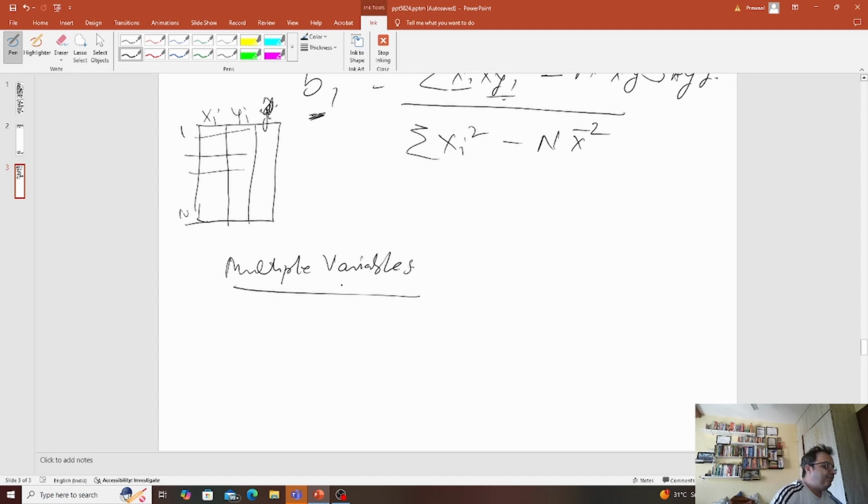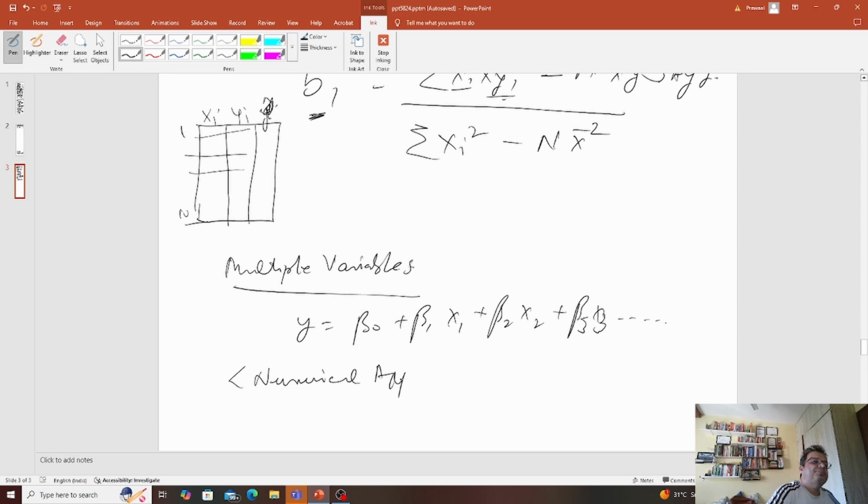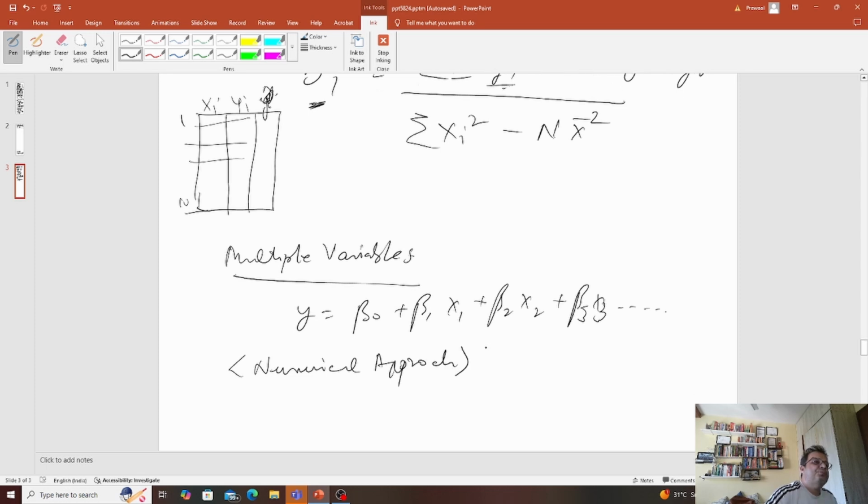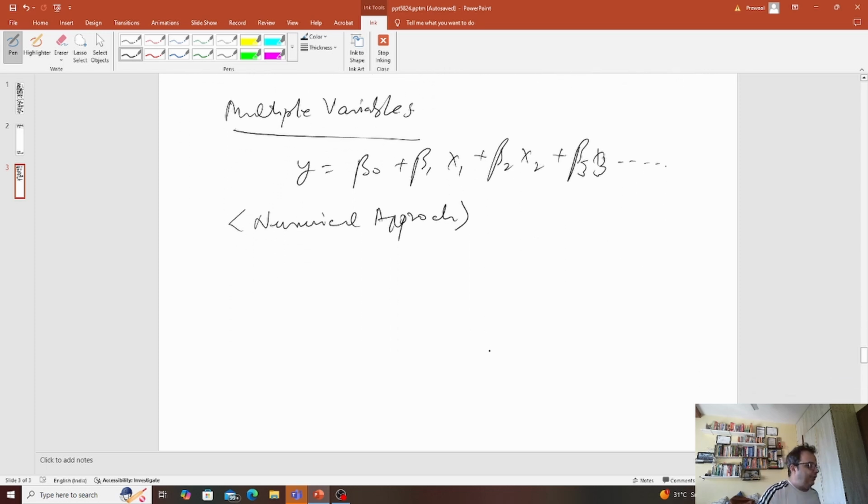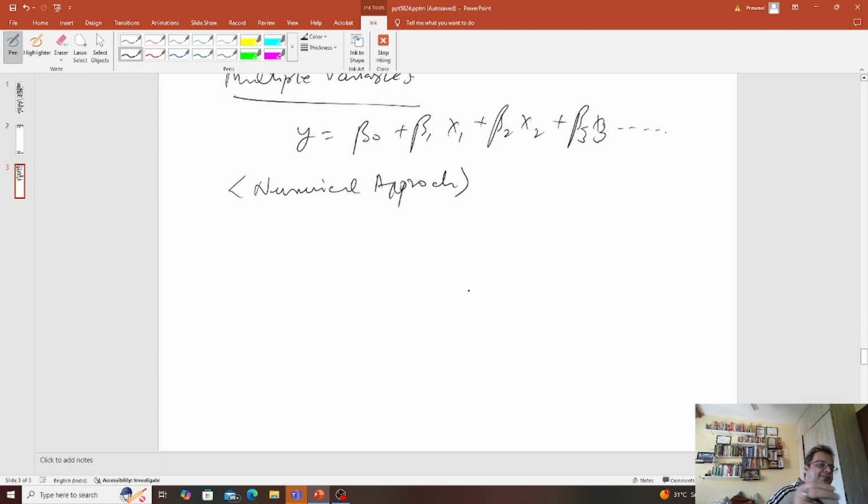Okay, so when I say multiple variables, your y becomes beta naught plus beta 1 x1 plus beta 2 x2 plus beta 3 x3, and so on and so forth. Since the complexity becomes very high, it becomes difficult to differentiate or find analytical methods to solve this. So in this case, it is always advised to use a numerical approach. If you remember, we spoke about analytical and numerical approaches in the morning, in the early beginning. So we should use numerical approaches.